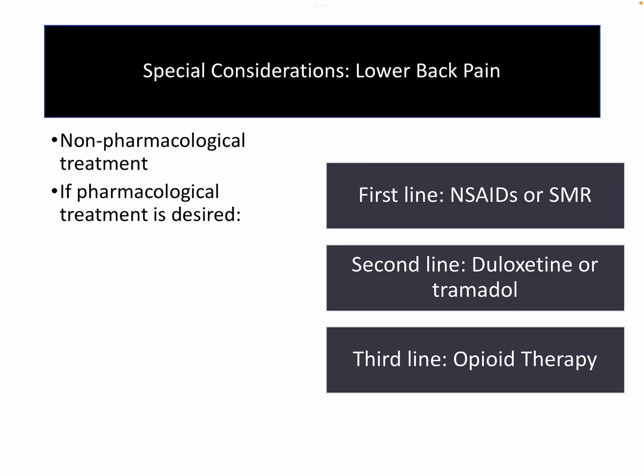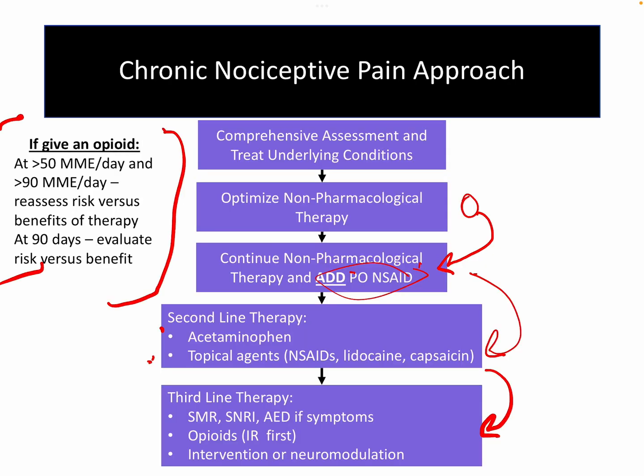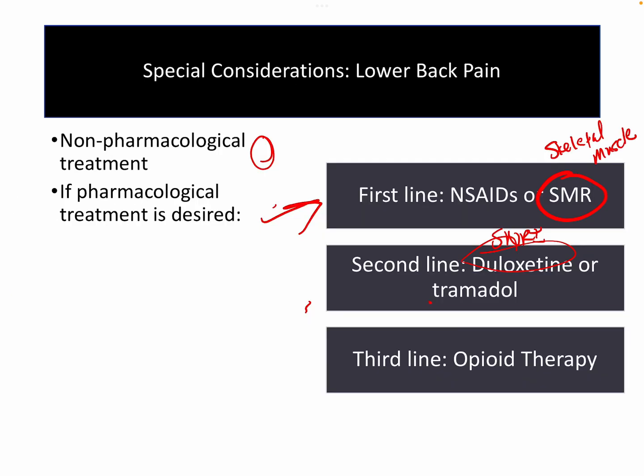And then finally, there are special guidelines for lower back pain. What you'll see here is that you do want to start out, once again, with non-pharmacological treatment. If pharmacological treatment is desired, you are going to see skeletal muscle relaxants used earlier. Second line, this is an SNRI, duloxetine, or tramadol, and then third line opioid therapy. Similar in some ways to what we saw in chronic pain, use of duloxetine earlier is notable, and then also the use of skeletal muscle relaxers earlier, and that is specifically for lower back pain.